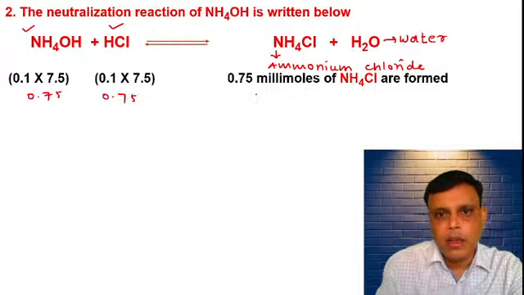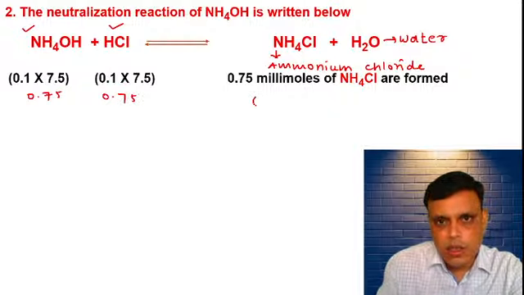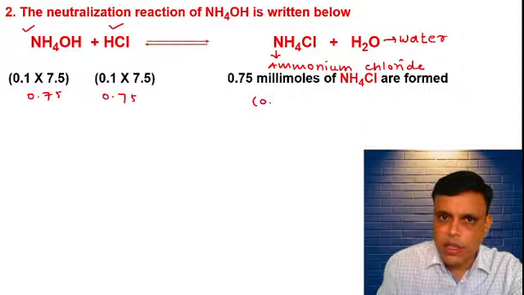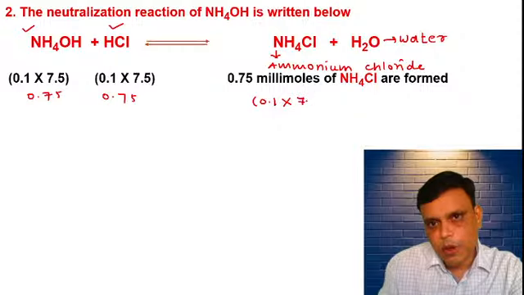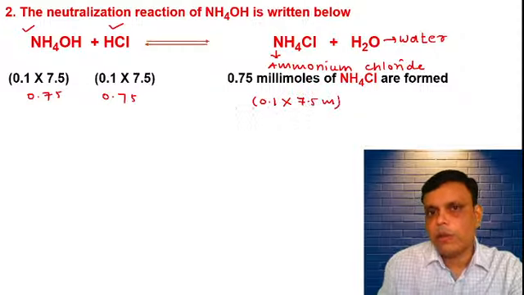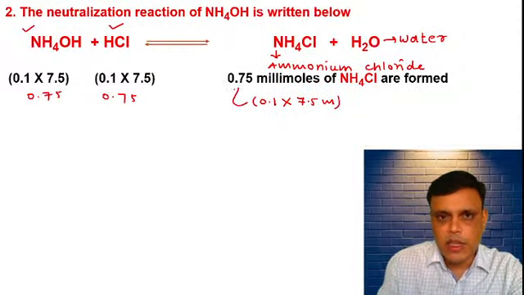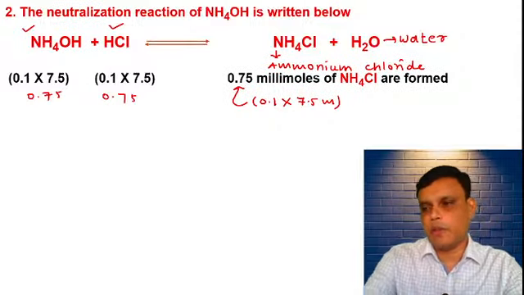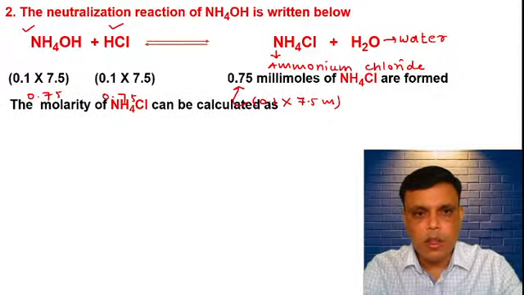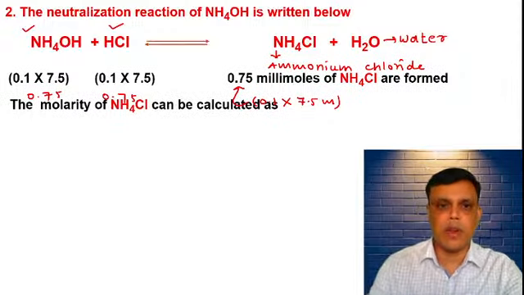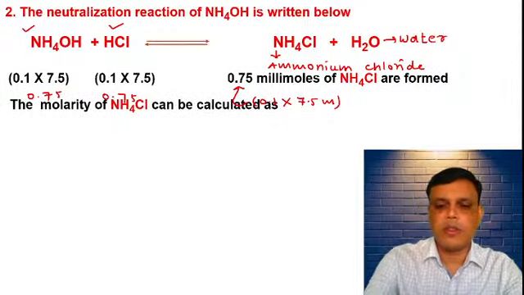What is the concentration of ammonium chloride? It is 0.1 normal. How much will be formed? 7.5 ml will be formed. How many millimoles of it will there be? 0.75. The millimoles of this will also be 0.75. So the molarity of this ammonium chloride we can calculate by using the formula.